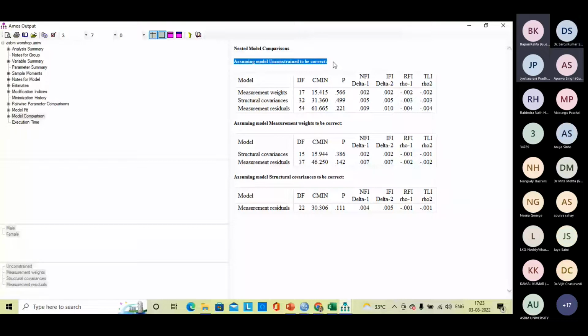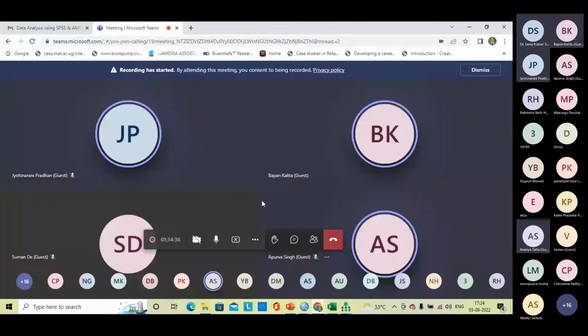Excuse me, sir. Model comparison is not shown here, sir. How come? Anybody else facing the same problem? Yes, sir, I'm facing the same problem. Okay, Bapan sir, can you please let me view? Please, organizer, please allow him.